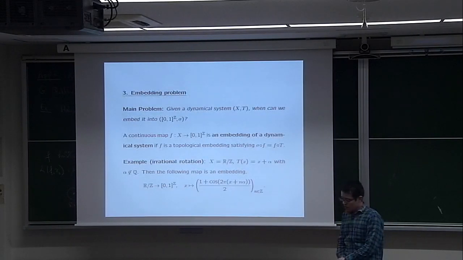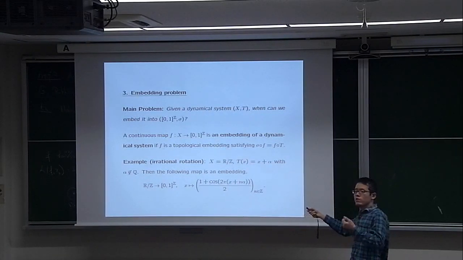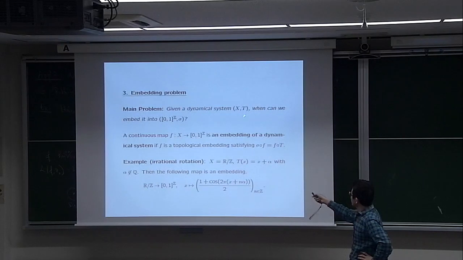Okay, now we can ask the main problem, the so-called embedding problem. Given a dynamical system (X, T), when can we embed it into the shift on the Hilbert cube? Here, a continuous map f from X to the Hilbert cube is called an embedding of a dynamical system if f is a topological embedding commuting with the actions. So here, f is a map and sigma is the shift, and T is the original dynamics.